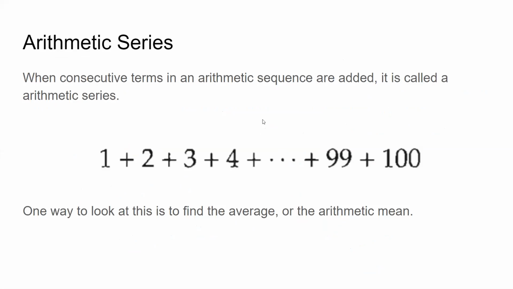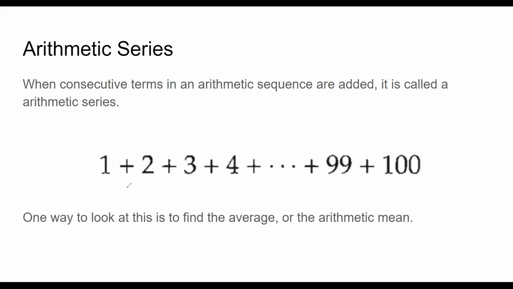So when consecutive terms in an arithmetic sequence are added, it's called an arithmetic series, as with every sequence to series. So let's look at this here. We have 1 plus 2 plus 3 plus 4, up to 99 plus 100. One way to look at this is we can pair the first number with the last number. Then we see that we get 101 here.